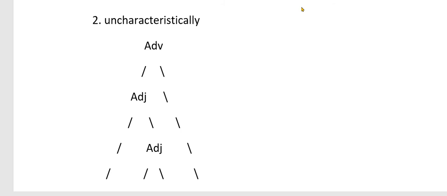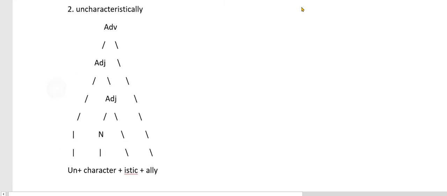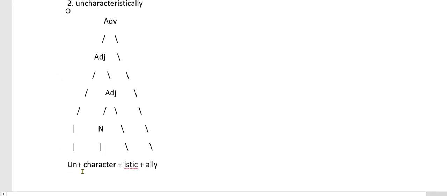Answers 2 through 10. Uncharacteristically. So let's take a look at this one. So we have four different parts of the word. We have character, noun, characteristic, adjective, uncharacteristic, adjective, and uncharacteristically is an adverb.